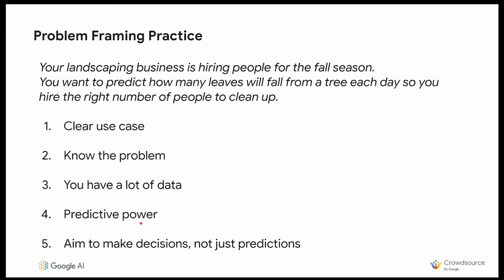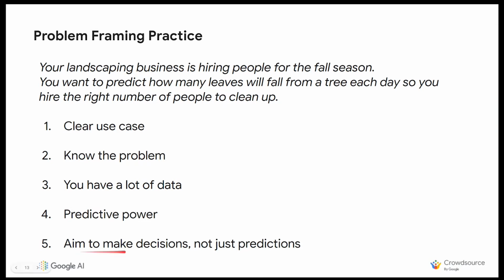The next is predictive power. Even if you have a lot of data, like the number of leaves, what if the weather is different? What if it is raining? The number of people needed to clean leaves during a rainy season might increase. So the predictive power of it might not be that accurate. These are the things you need to keep in mind before getting into a machine learning model.